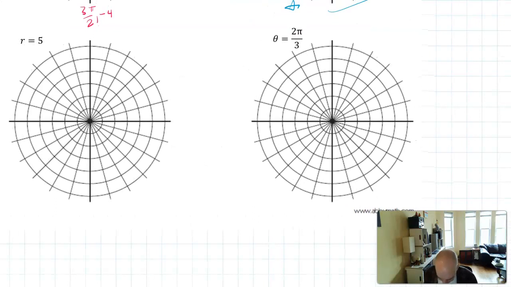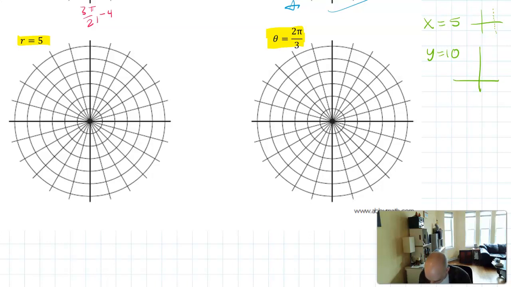These are both weird because r equals 5 and theta equals 2 pi over 3. A lot of folks go like, how do I do this? There's only one variable. I'm missing a variable. And I always ask folks, well, how do you graph something like x equals 5 or y equals 10? Well, x equals 5 just is the x value of 5 for all y's, and so it's a vertical line, and y equals 10 is just the y value of 10 for all x's, so it's a horizontal line. And that's the same thing here. So r equals 5 is just the radius is 5 for all angles theta.